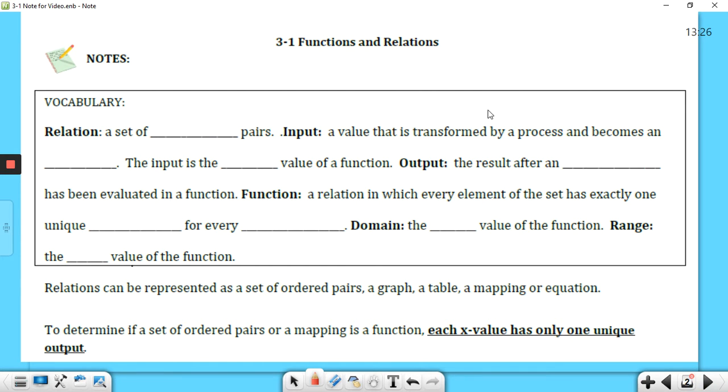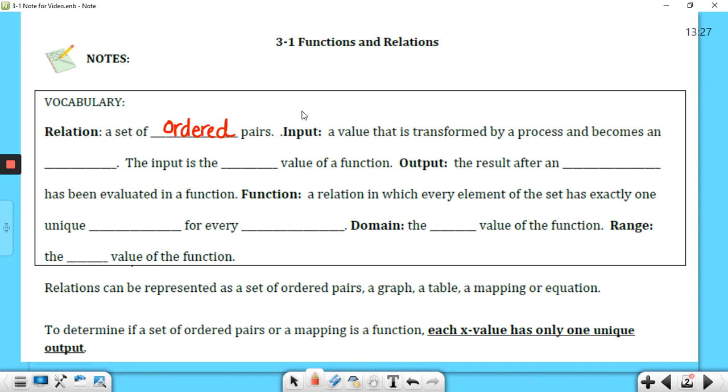There is some vocabulary that we need to be familiar with while studying functions. The first vocabulary word is the word relation. All a relation is, is a set of ordered pairs. It can be in a lot of different formats, which you'll learn in just a little bit. It can be shown as a graph, a table, a mapping. So we'll look at those various ways that relations are given to us in mathematics.